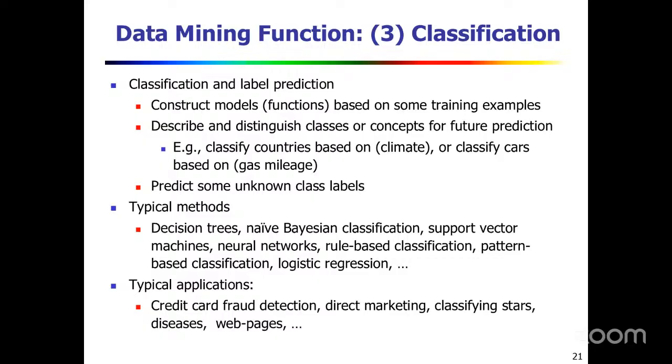Classification predicts some unknown class labels. Typical methods for classification are decision trees, Naive Bayesian classification, support vector machines, neural networks, rule-based classification, and pattern-based classification. Typical applications of classification are real-time examples we all know: credit card fraud detection, direct marketing, classifying stars, diseases, and web pages.